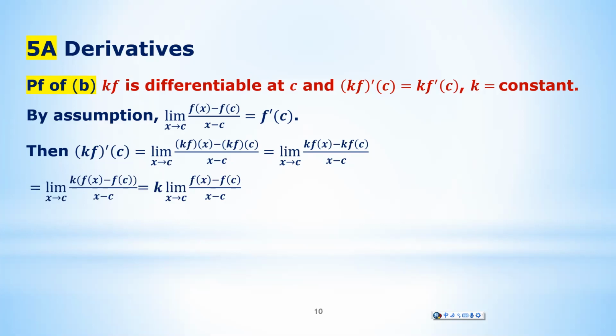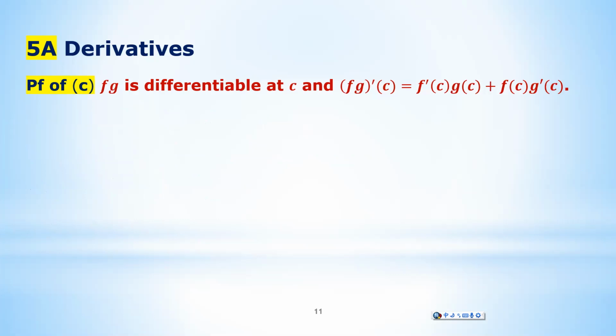Now once k is moved out, you can see this is equal to k times the limit of (f(x) minus f(c)) divided by x minus c. So this is exactly equal to k times the derivative at c. Okay, so this is the second formula we verified. So both part A and part B are very simple proofs. The difficult part is C and D. That's the product rule.